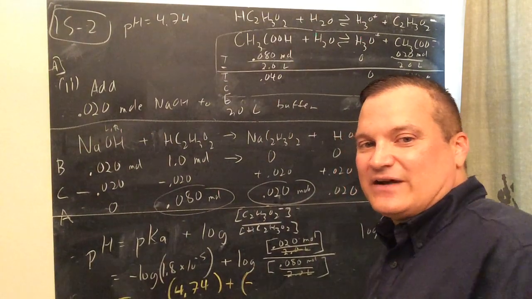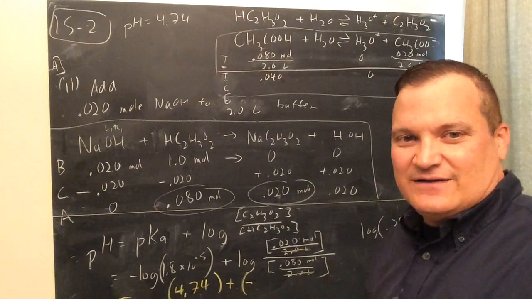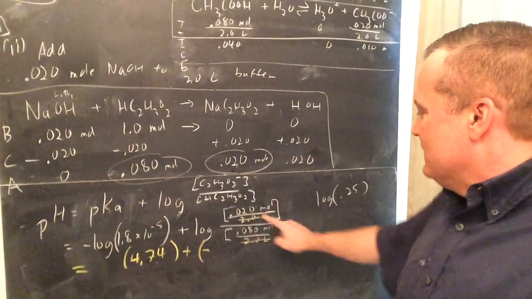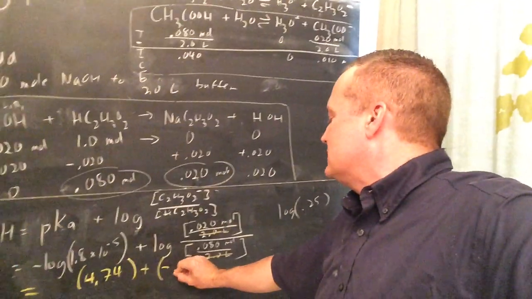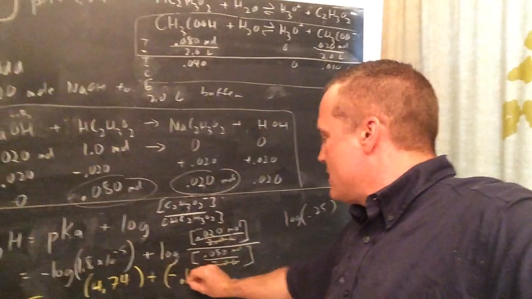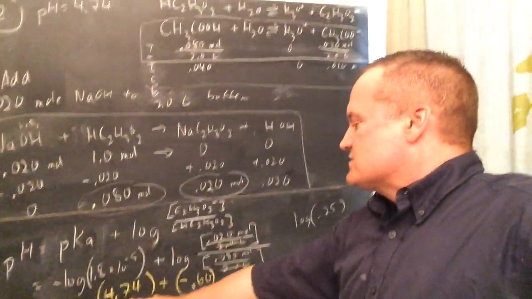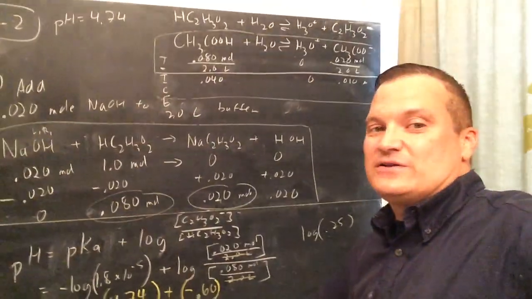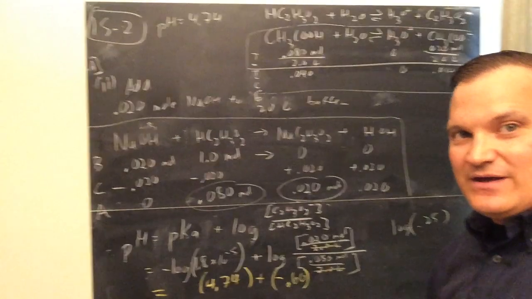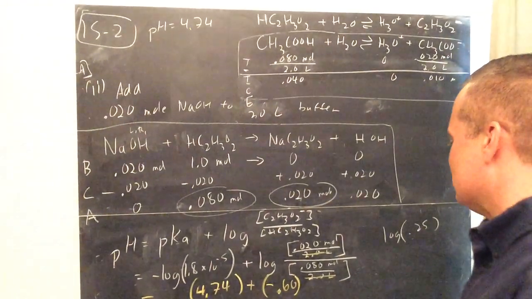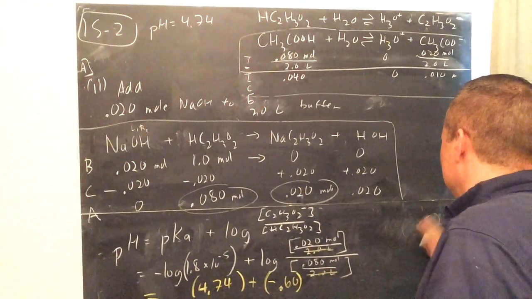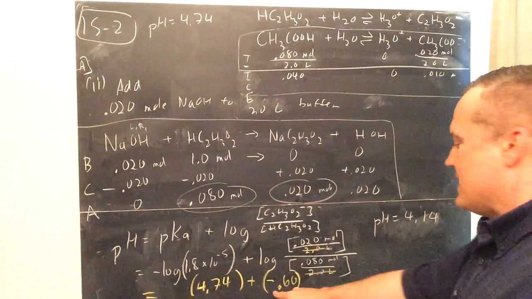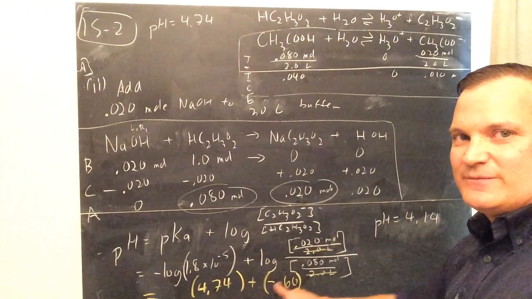Does that show up? I don't think it does. I can make it like this. The log of 0.25, this divided by that is 0.25. The log of this is negative 0.60. There it is. So what is 4.74 minus 0.60? It's 4.14. Okay, so hold on a minute. Sorry about that. So 4.14 is your new pH, because of the minus 0.60. It could fit there on the board a little bit like that.